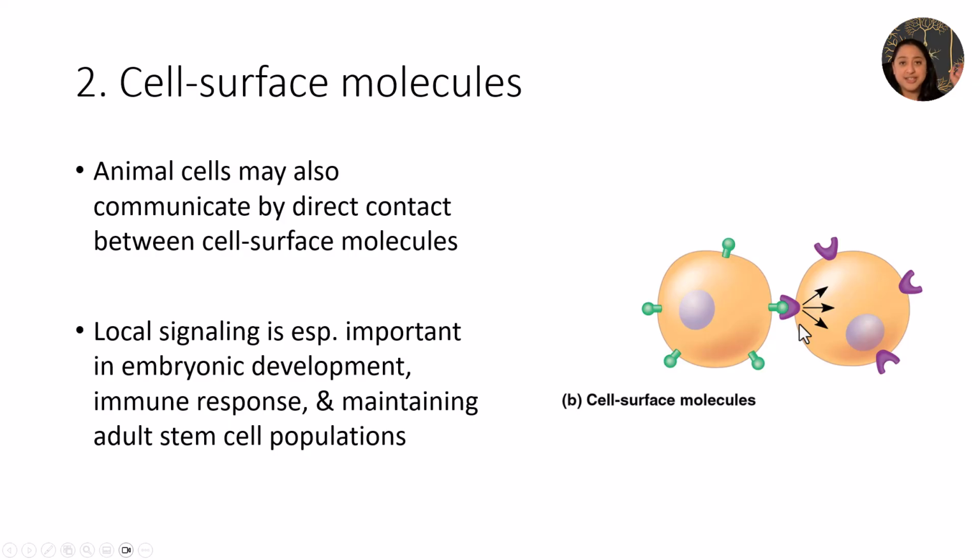Remember, there's a lot of stuff sticking out from the cell membrane. And so some of those can literally touch each other, and then that's how they signal, oh, okay, there's one of these other cells nearby. And so local signaling is especially important in embryonic development, in immune response, and in maintaining adult stem cell populations.